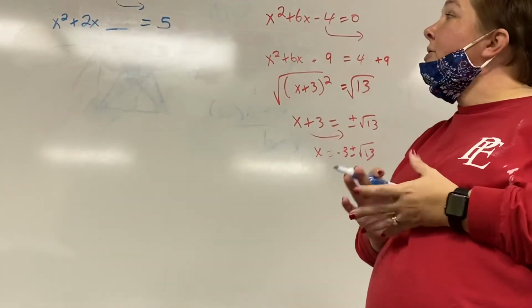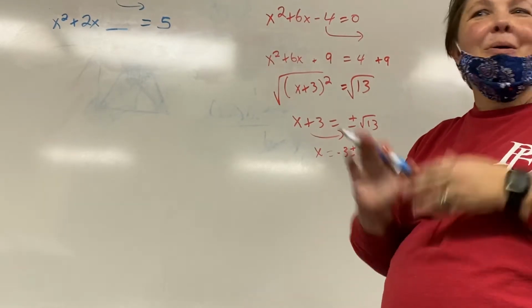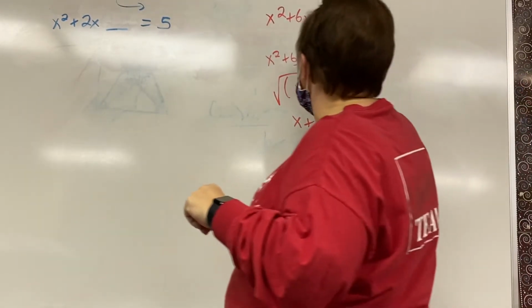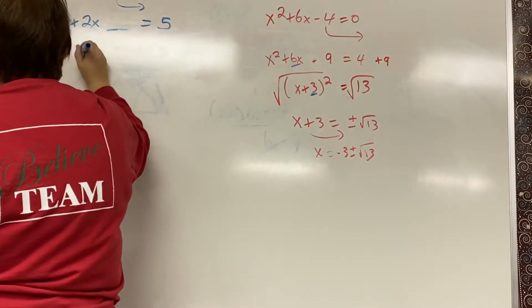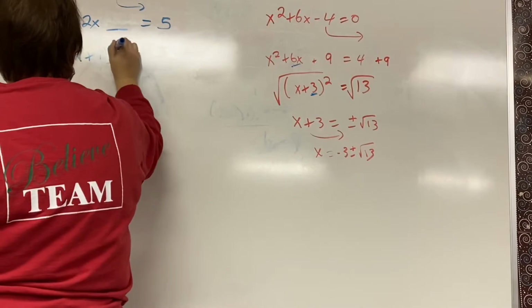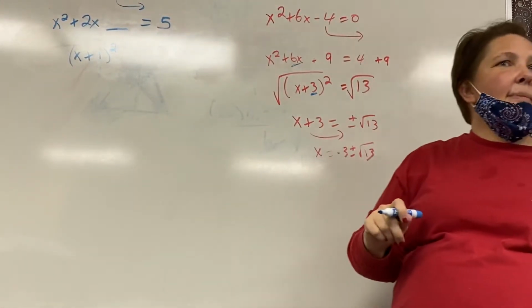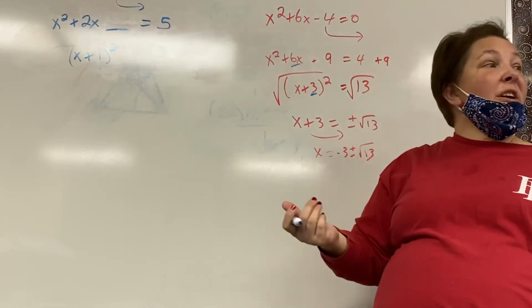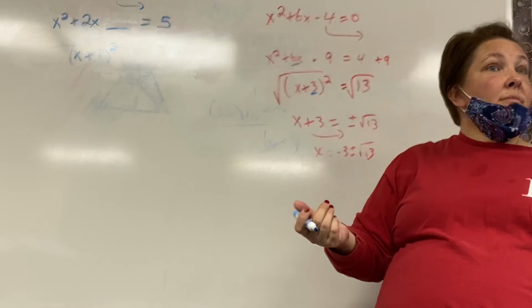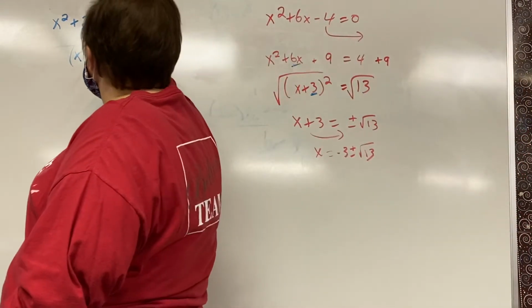Now, what two things add together to equal 2? What plus what is 2? 1. There we go. Remember, this is always going to be half of that. So half of 2 is 1. You're going to take the second term there and divide it by 2, and then you're going to square it. I know it's hard because it's 1. 1 squared is 1. So plus 1.